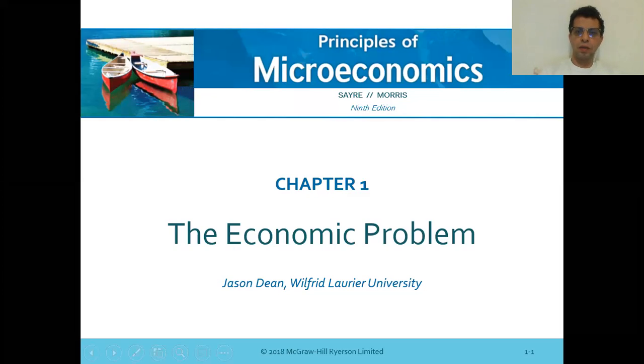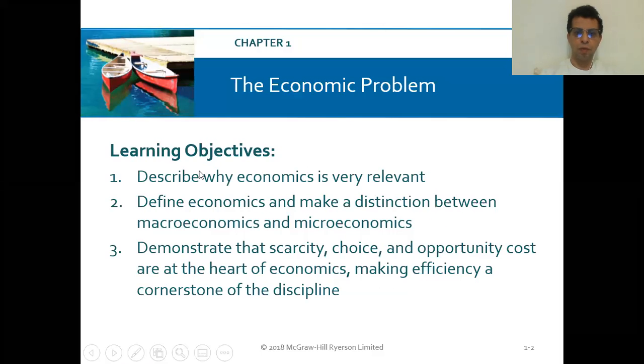So the book is called The Principles of Microeconomics by Sayre and Morris, the ninth edition. That's the book we're going to utilize for this course. It's published by McGraw-Hill if you want to have a soft copy of it. And basically, let's start with chapter 1.